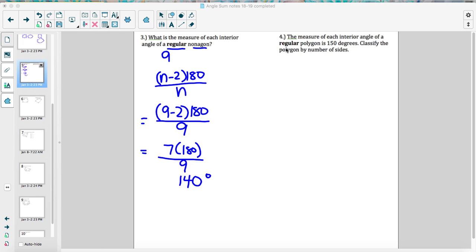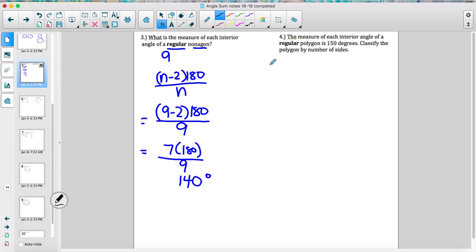So the big thing to catch here is that this is a regular polygon, so that means that every single angle is equal. And so we're going to use the regular polygon equation that we have, and we're going to set that equal to 150 degrees since we know that that is the value of each angle. So n minus 2 times 180 all over n is 150 degrees.